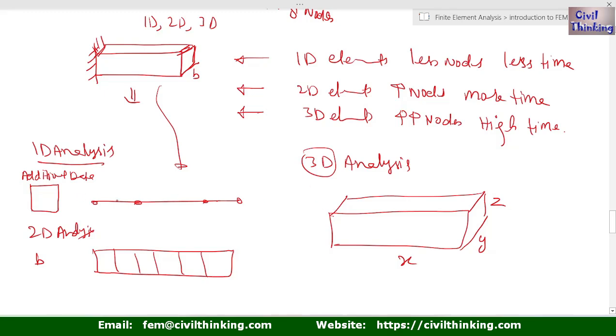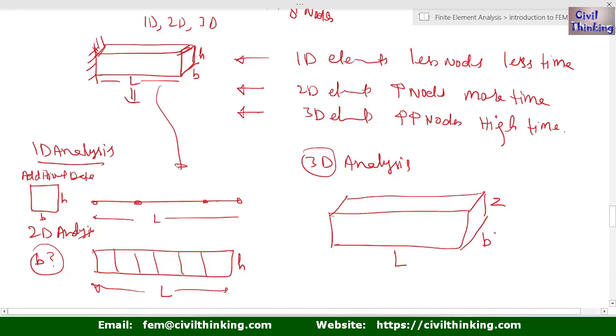Because in 1D what was missing? We represent the length, right? This is the length, but what about the other two, for example B and H? So as additional data we provide them. Now in 2D analysis we define, for example, the L and the H, right? But what about B? So we define it in the additional dimensions. Now in 3D we will define the L, the B, and the H. So we don't have to use anything as additional data.